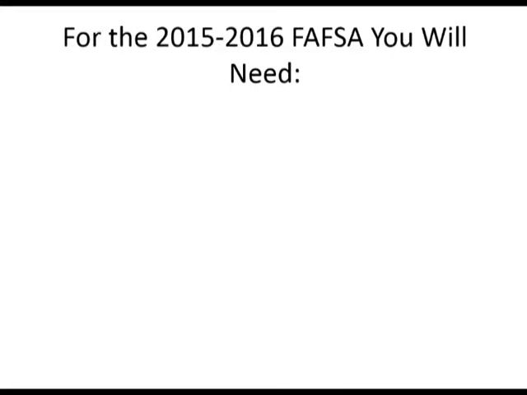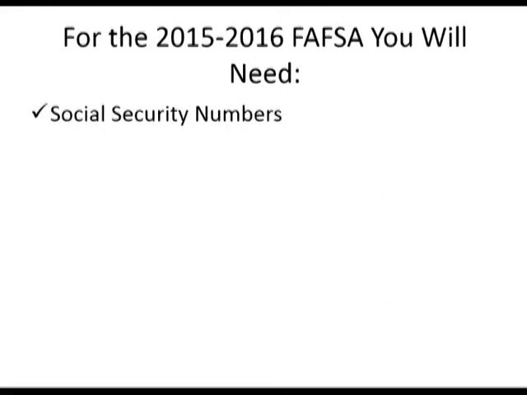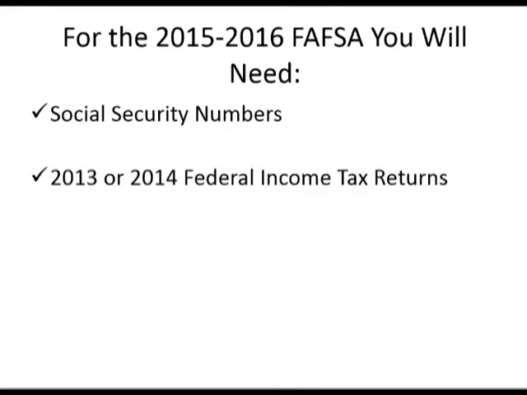Before you begin filling out the FAFSA application, please make sure you have the following information: Social Security numbers for both the student applying for FAFSA as well as the student's parent or guardian, whoever is claiming the child as a dependent when filing taxes. Students who qualify to file as an independent student will only need their own Social Security number.